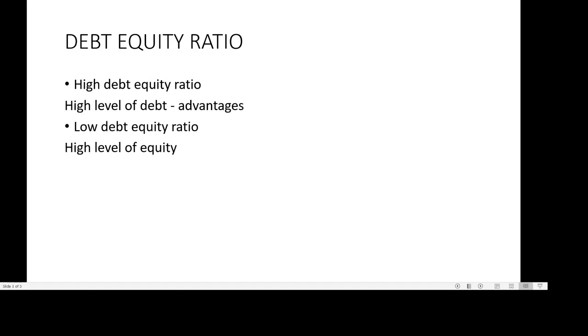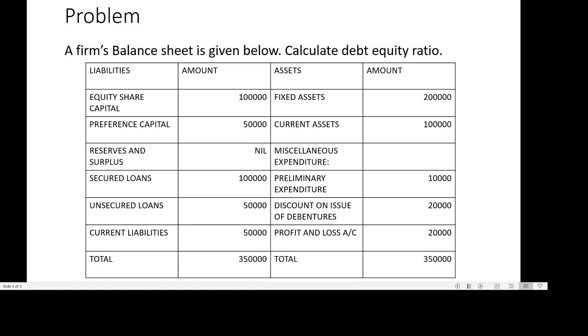So now we will work out a problem. A firm's balance sheet is given below. Calculate the debt equity ratio. You can see here the equity share capital is 1 lakh, the preference share capital is 50,000, reserves and surplus nil, secured loans 1 lakh, unsecured loans 50,000, current liabilities 50,000 and the total amount.